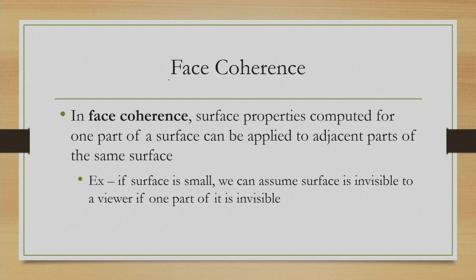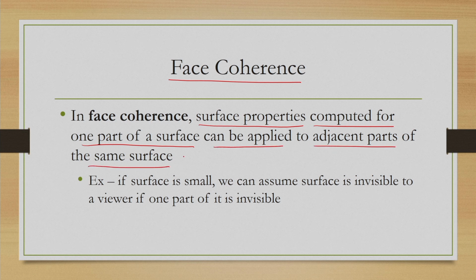Next comes phase coherence. Here surface properties computed for one part of a surface can be applied to adjacent parts of the same surface. That is what is the implication of this phase coherence property. For example, if the surface is small, then we can assume that the surface is invisible to a viewer if one part of it is invisible. So, we do not need to check for invisibility for each and every part. So, we check it for one part and then we simply say that other parts will also be invisible if that part is invisible.